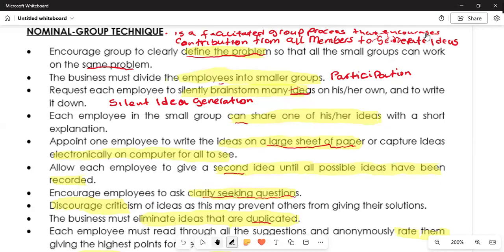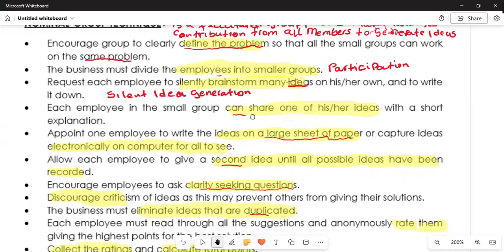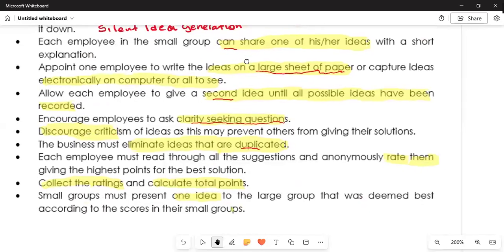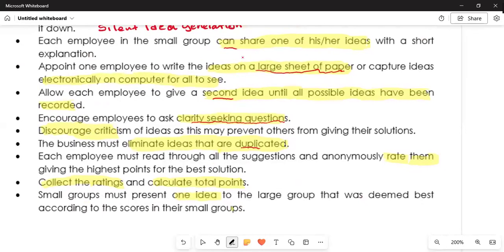Each employee must read through all suggestions and anonymously rate them, giving the highest points for the best solution. Now collect ratings and calculate the total points. So because we'll be rating them, we are going to collect the ratings and calculate the total points so that we can see which best solutions we are going to go for, the solutions that score more points than the others.